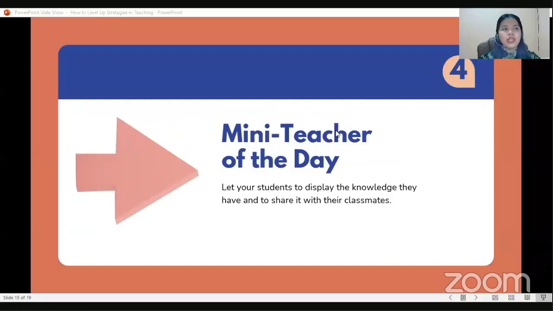I think this is applicable in all subjects, no? Like you're there, you're really teaching there, but it's just that you'll pretend that there is a mini teacher who's currently teaching with you or working with you. So it could be an assignment po.